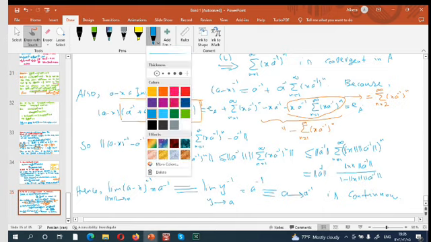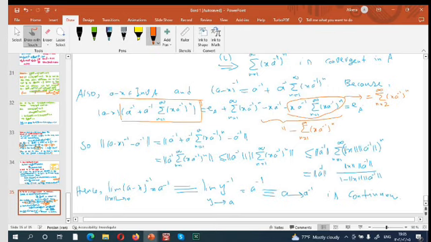Dear students, please note that in these equalities we consider a minus x equal to y. By this we have these equalities: this norm equals 0 equals y tends to a. If x tends to 0, y must tend to a. Okay, so these two are equivalent.